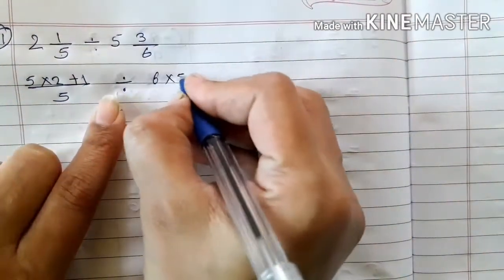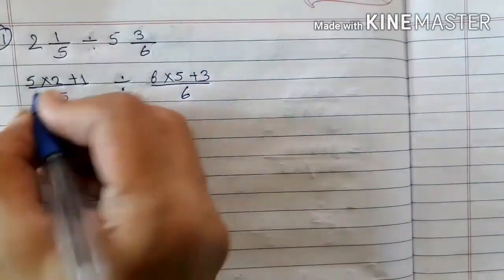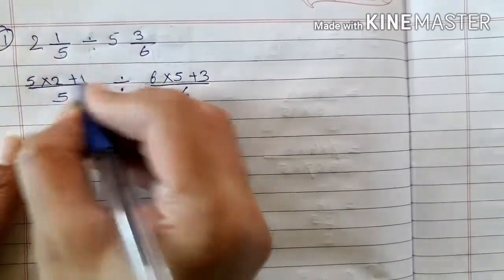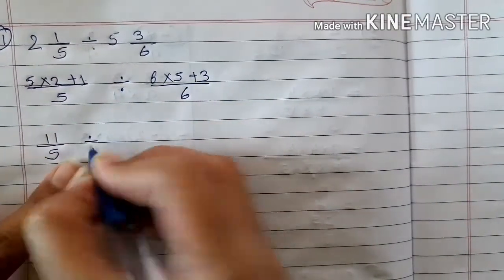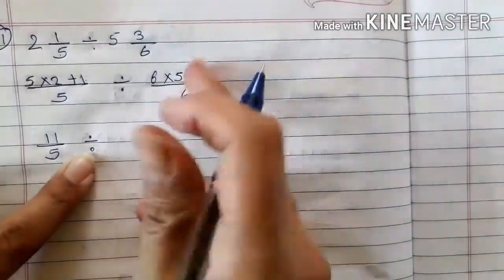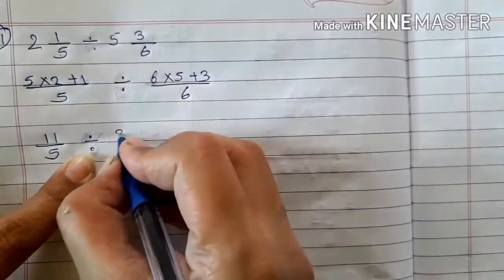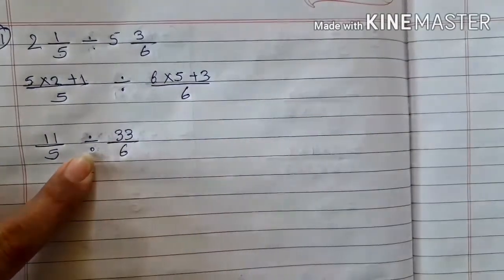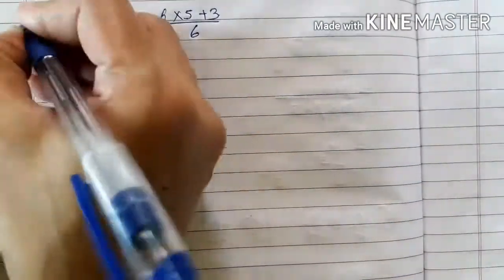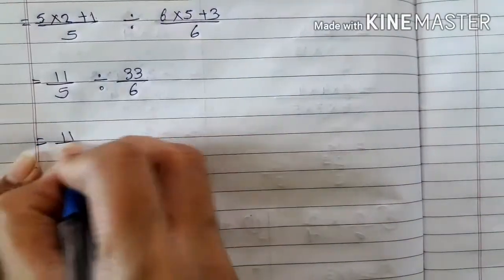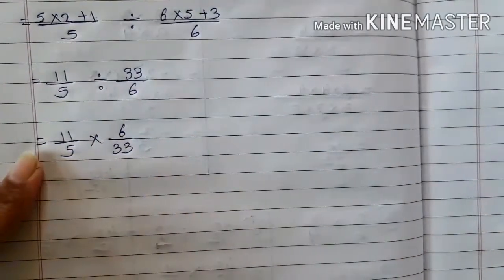So 6 multiplied by 5 plus 3 upon 6. Right? So now you have to multiply. 5 2s are 10. 10 plus 1, that is 11 upon 5 divided by, children, still you don't have to change the sign. Okay, after this step you all have to change the sign. 6 5s are 30. 30 plus 3, 33 upon 6. Okay, now at this step you all have to change the signs. That is 11 upon 5 multiplied by 6 upon 33.